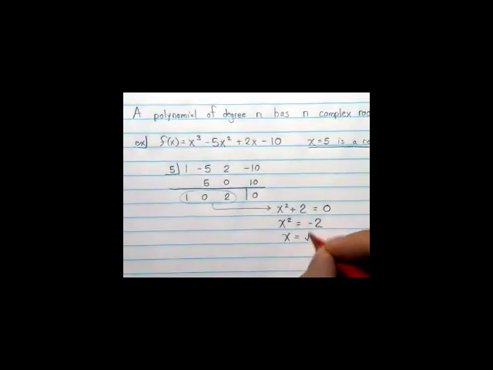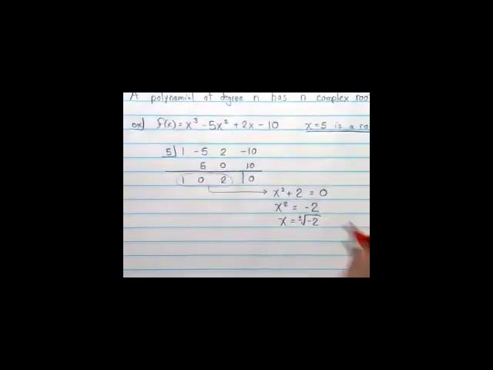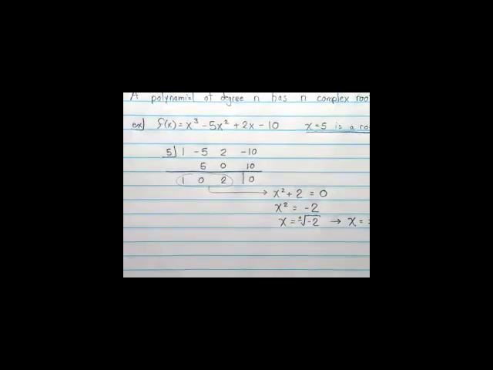So x equals plus or minus the square root of negative 2. Now, written as an imaginary number, that would be x equals plus or minus the square root of 2i. Okay, because it's the square root of negative 2, we get rid of the negative, and that's the i, because the square root of negative 1 is i. All right, so we've got 1 real root, 2 imaginary roots, 3 complex roots altogether.